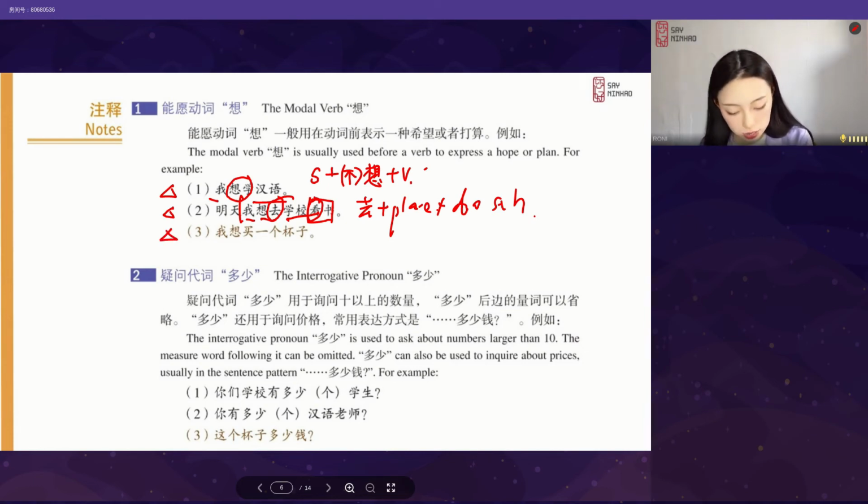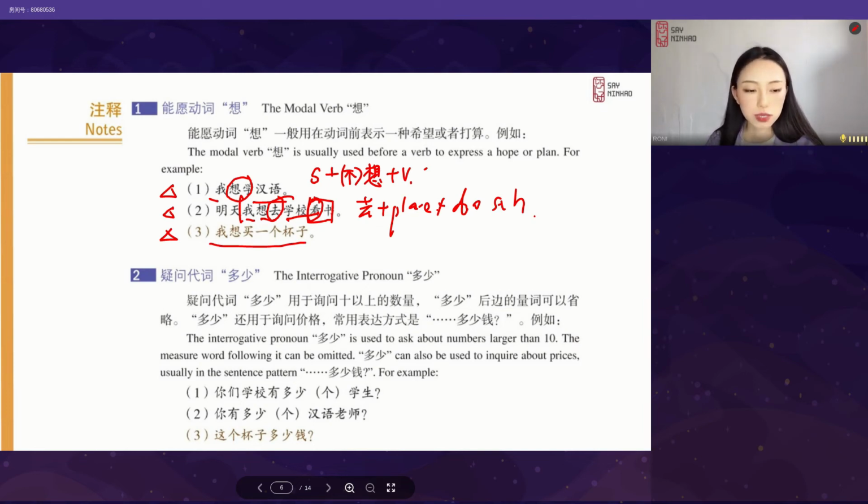Okay, the last example is 我想买一个杯子. 我 means me, 想买 means want to buy, 一个杯子 means a cup. I want to buy a cup. So these are the examples of this structure.